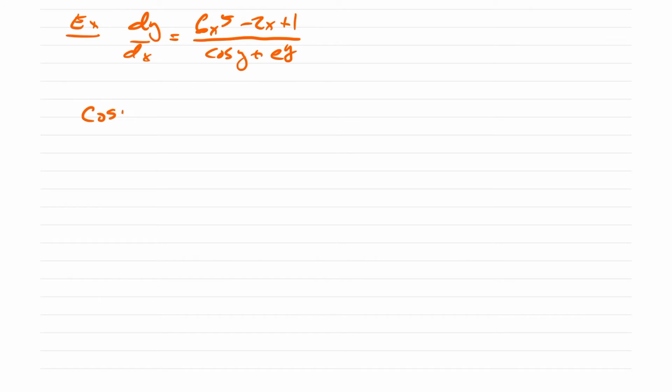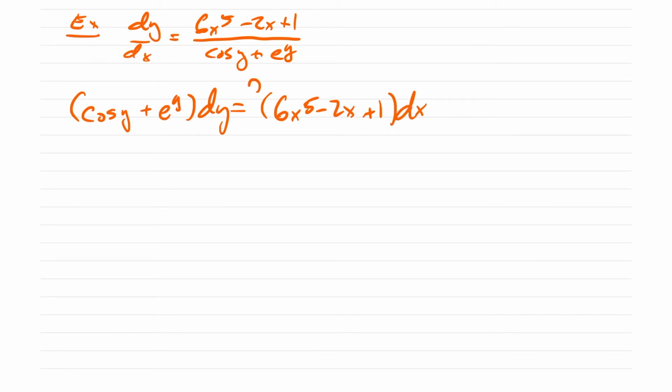So here I'm going to get cosine of y plus e to the y, and this times dy, is equal to 6x to the 5th minus 2x plus 1, and this times dx. And integrate both sides, and what are we going to get? Well, on the left-hand side, the integral of cosine is just sine of y, and integral of e to the y is, again, e to the y. And this is equal to, say, 6 times x to the 5th. Well, x to the 5th becomes x to the 6 over 6 when you integrate, and then that is going to kill the 6 there, so we get x to the 6 minus negative 2x squared over 2, so that's just going to be x squared, and plus x, and then, of course, plus c.